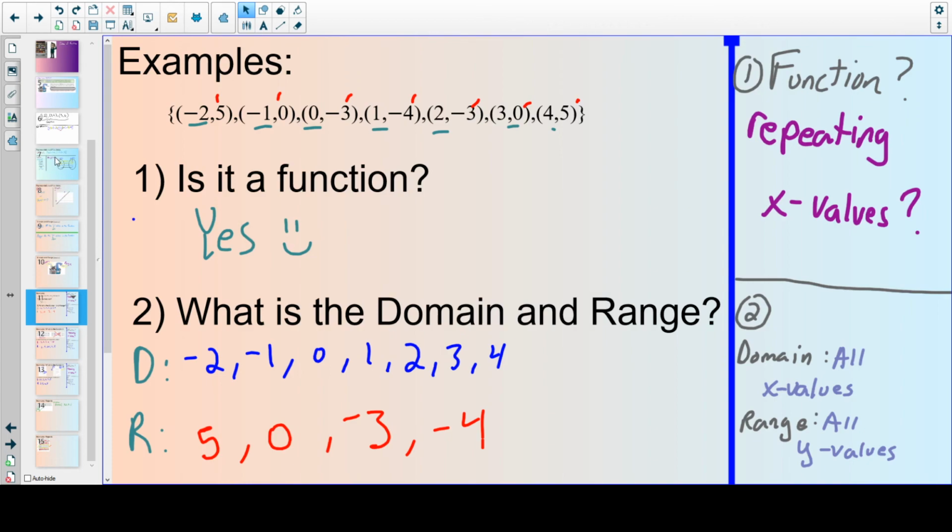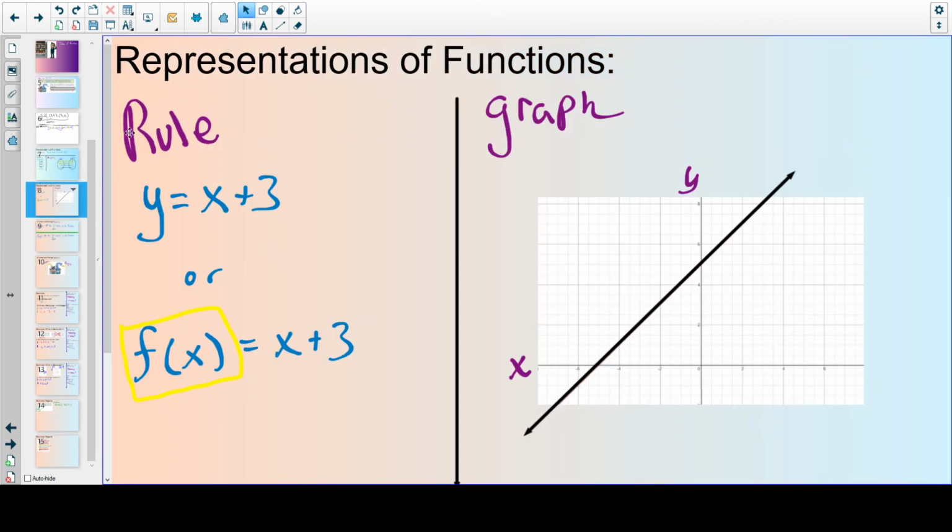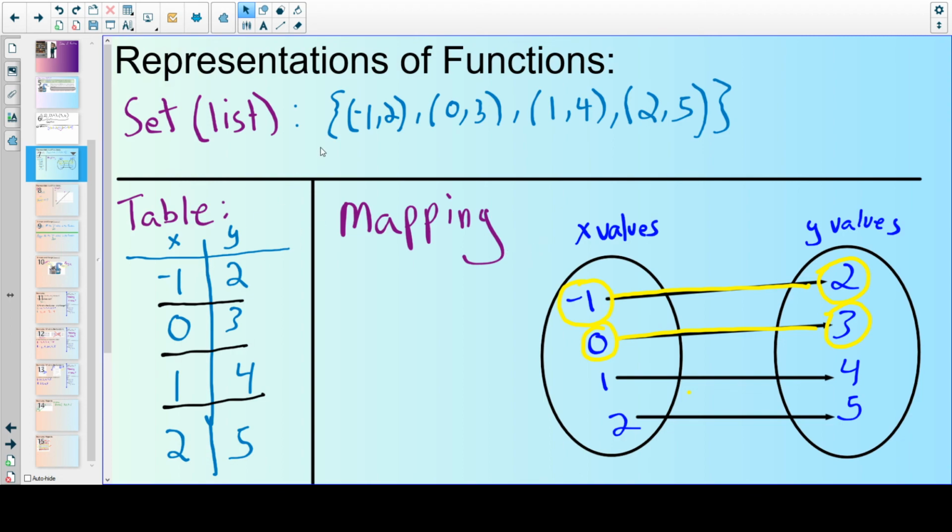We also talked about different ways to represent functions. They could look like this, a set. They could look like a table, and they could look like a mapping. If you noticed, all of these are using the same numbers. We're going to talk later in future videos and class lessons that one function can be represented by all of these different ways: a rule, a graph, a mapping, a table, a set, or a list. These are all just different ways to see the exact same thing.